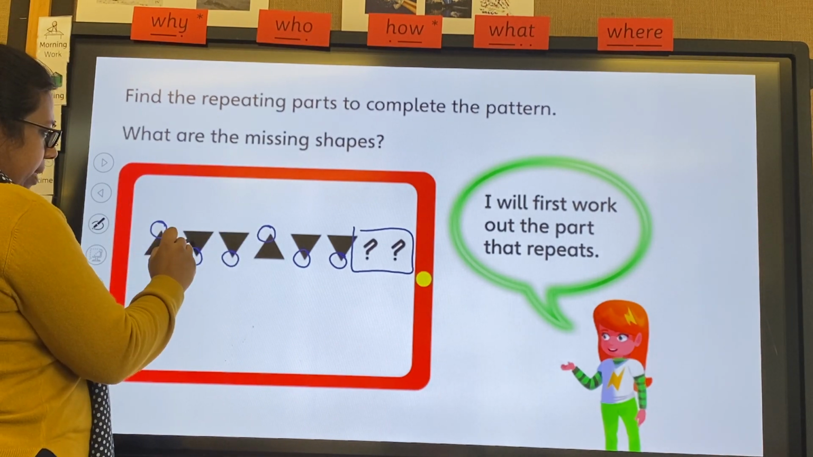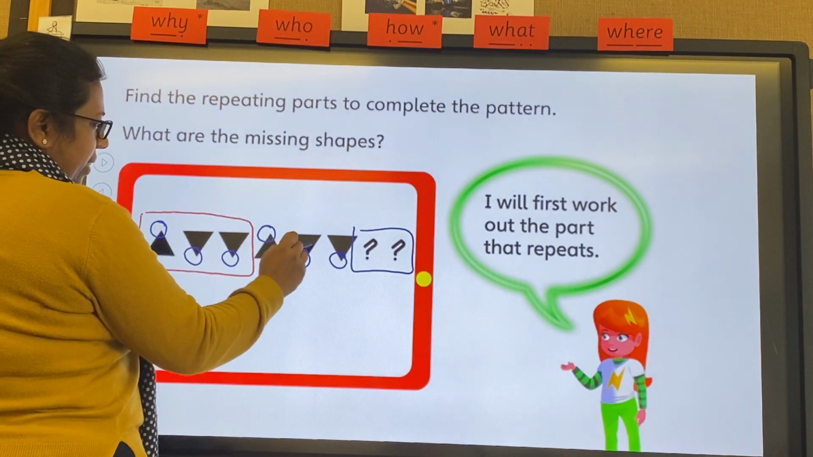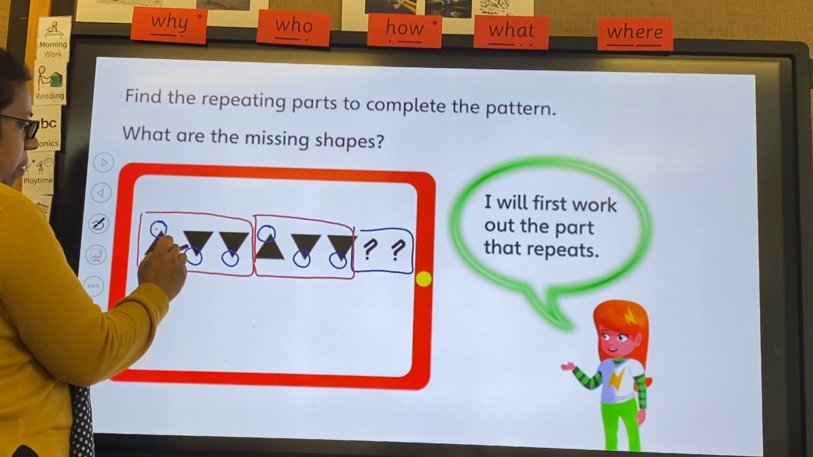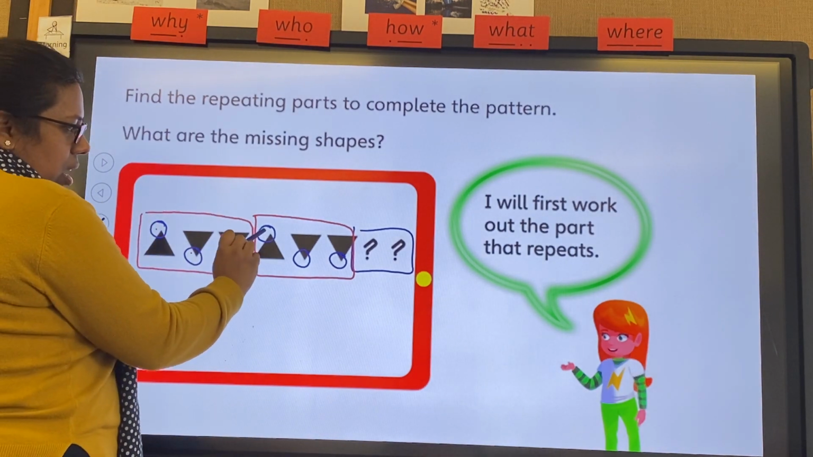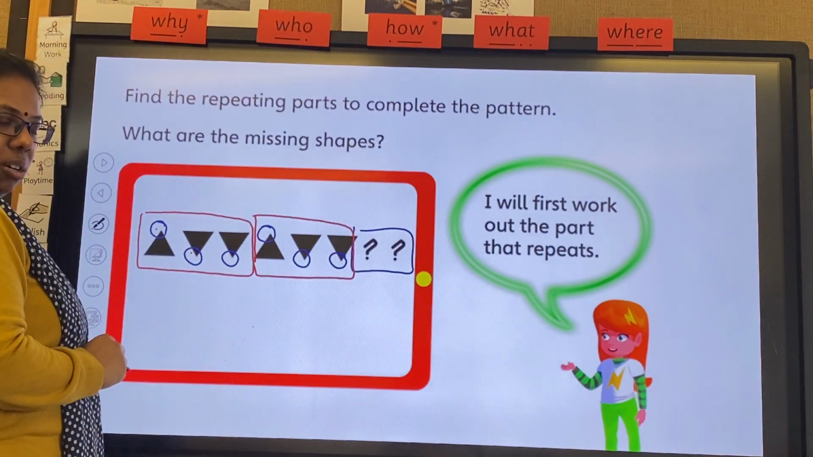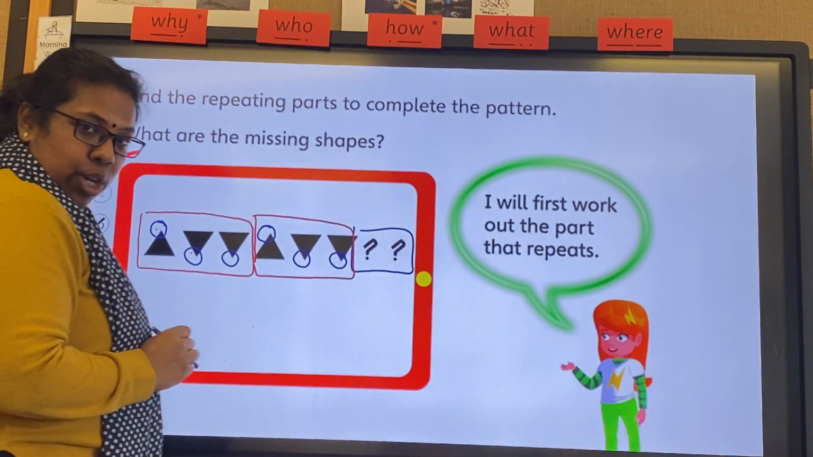So I've got up, down, down. That's one pattern. Up, down, down. You see it? My triangle, the vertices pointing up and these 2 vertices are pointing down, up and 2 down. So what could be my next 2 shapes? Remember, I'm not looking for 3 shapes, I'm only looking for 2 shapes. So what do you think it could be?